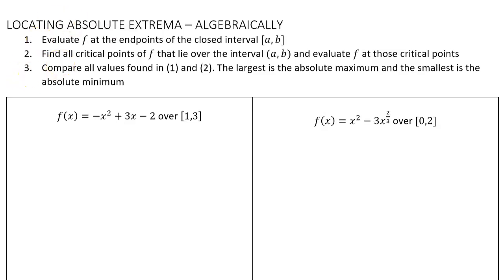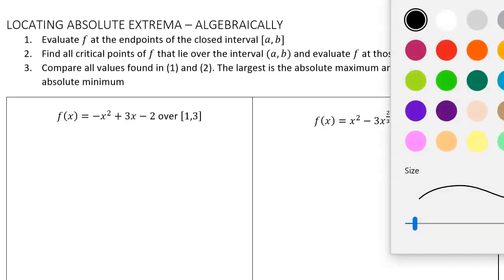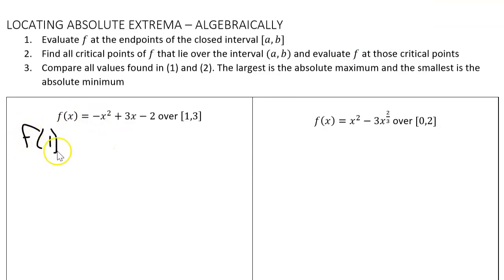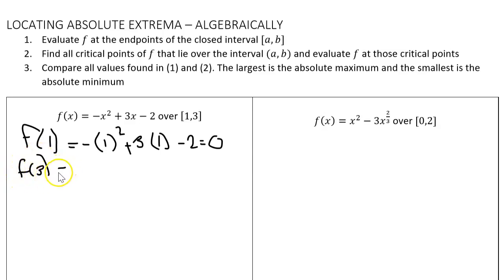So let's get started on example 1 by finding the value of f at each of the endpoints 1 and 3. We need f of 1, there we go, equals -1 squared plus 3 times 1 minus 2, which is equal to 0. Then we're going to evaluate f of 3. Please use a calculator. We've got -3 squared plus 3 times 3 minus 2, which gives us -2.